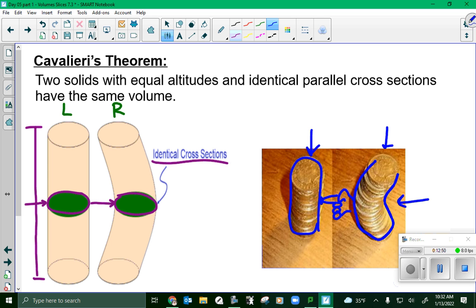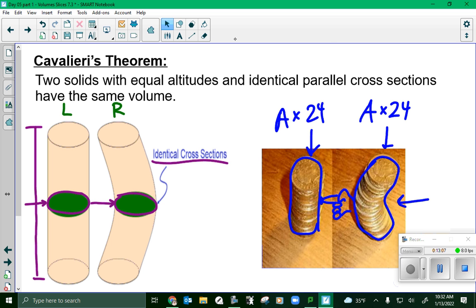If I take the area of all these coins and add them, times 24, there's still 24 coins here, and the area is still the same. There's going to be the same volume. It doesn't matter the shape. If they have the same height, both a height of 24, and that cross section is the same, the same coins, then it's going to be the same volume. That makes common sense, but Cavalieri's was a major contribution to geometry and ultimately to calculus.